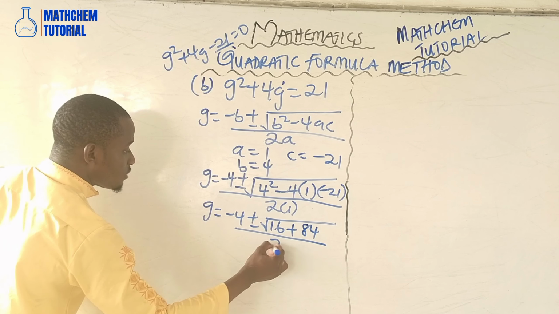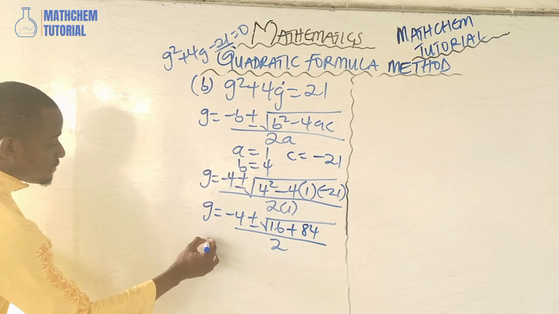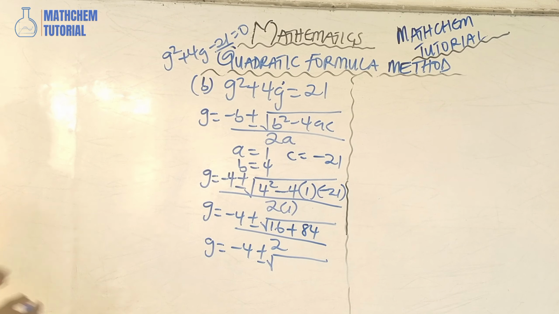84, everything over 2, because 2 times 1 is 2. So then I have it as g equals minus 4 plus or minus the square root of 16 plus 84. That is what? 100. Yes, 16 plus 84 is 100. Good. So we have it as 100 everything over 2.